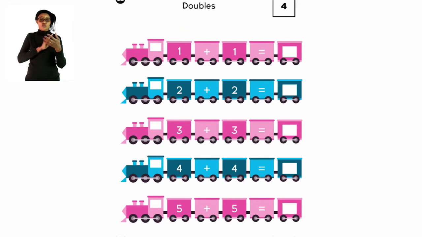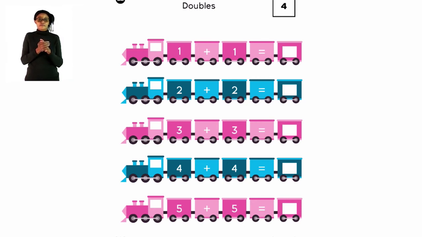Now let's go over to page 22. We have the pictures of trains. So in the first train, it is double of 1. 1 plus 1 equals 2. So we have to fill in the answer there at the last box of the train. Go to the next, the second train. 2 plus 2 equals, and fill in the answer there by the box at the back of the train. And so you will continue with the rest of the sums.